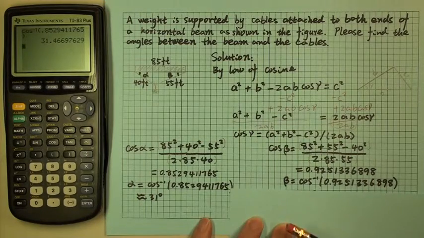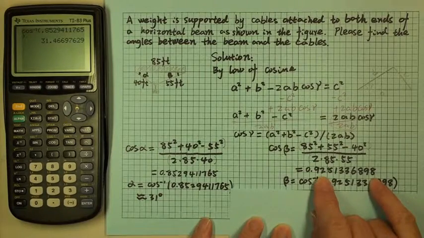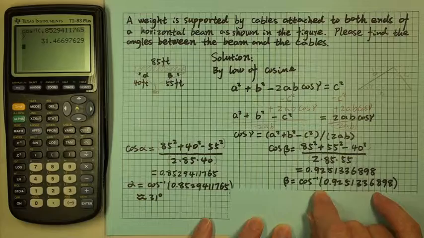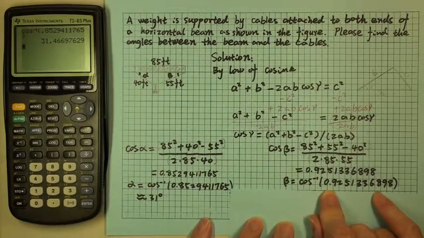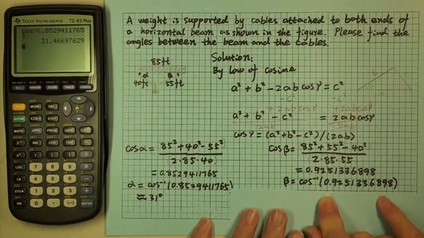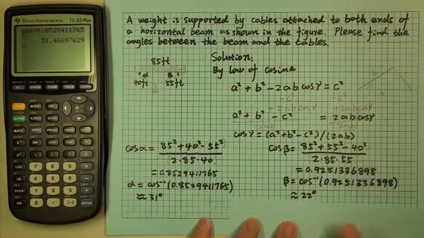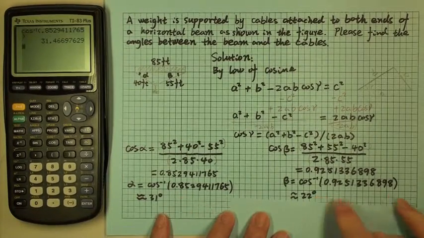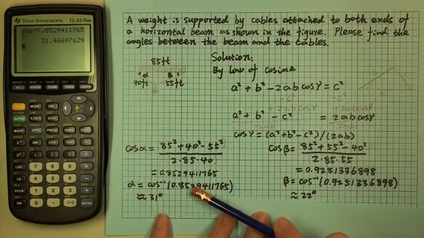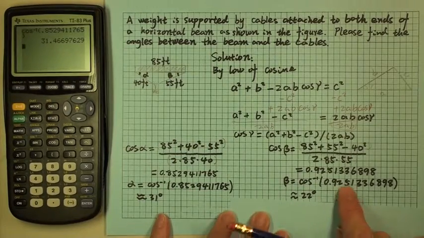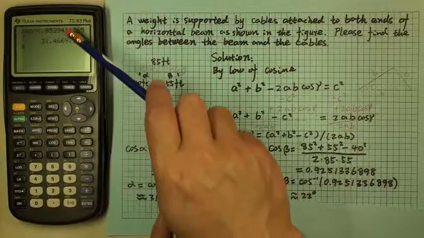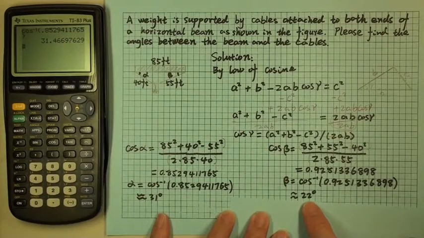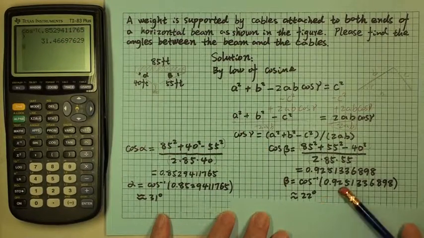So when you input this value, that's the one right here; the other was the previous one. If you input this value, you should get 22 degrees.